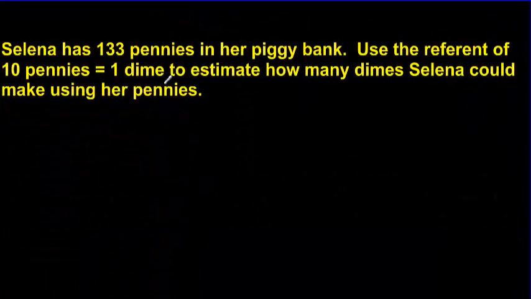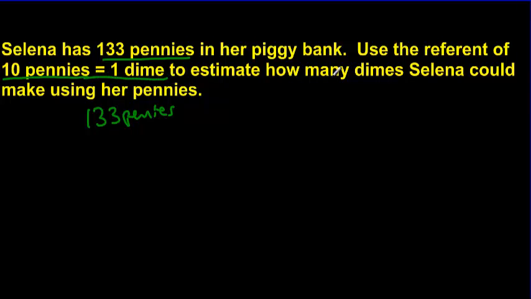Two more questions. Selena has 133 pennies. I'm going to read this with you before you pause the video. Selena has 133 pennies, so she has this many pennies in her piggy bank. Use the referent of 10 pennies equals 1 dime to estimate how many dimes Selena could make using her pennies. Go ahead, pause the video, and see if you can figure it out. We'll be back in a minute.